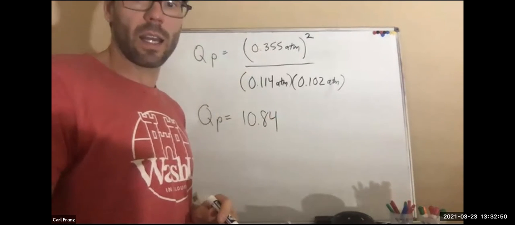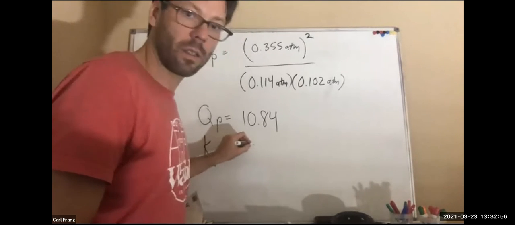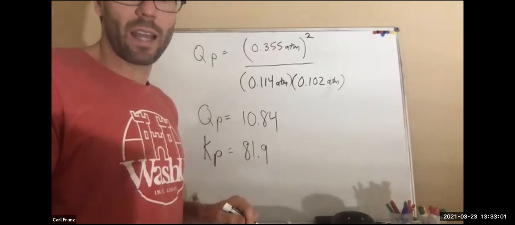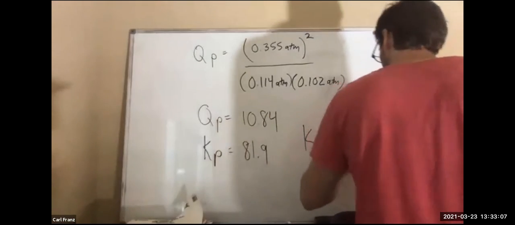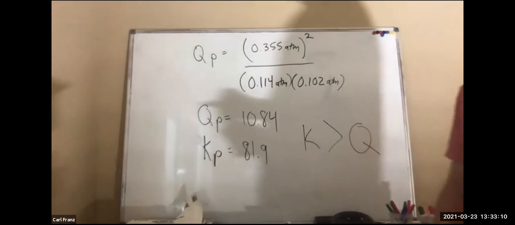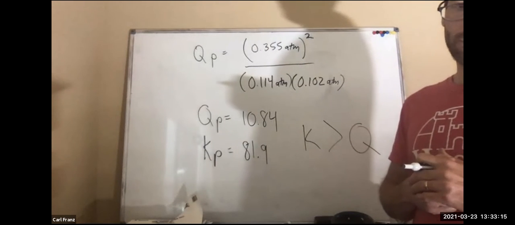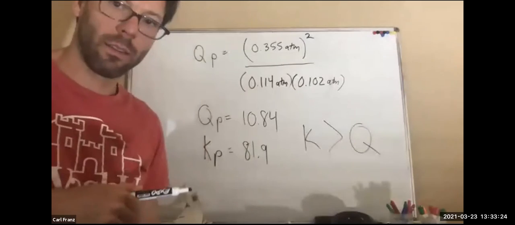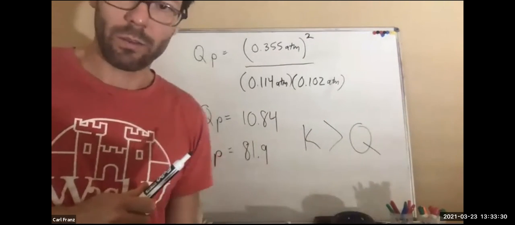Now they said that the Kp is 81.9. So if that's the case, then K is greater than Q. And so which way is it going to go? To the right, product favored. Exactly. Forward, right, product favored.